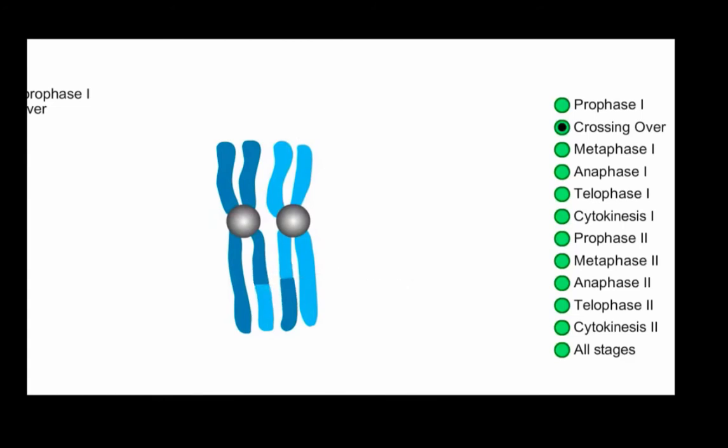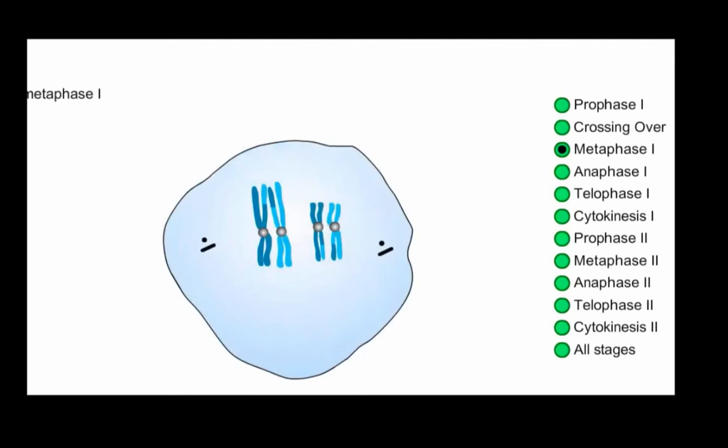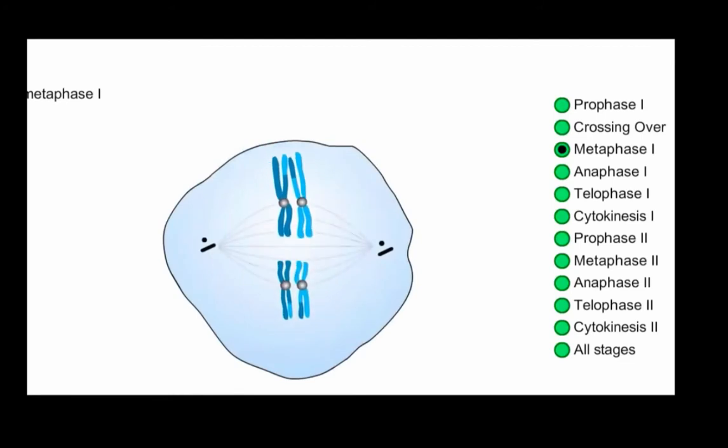The other thing that then happens is the nucleolus and the nuclear envelope disappear. And then we move into metaphase. Now at the end of prophase and the beginning of metaphase is when we see the formation of the spindle.